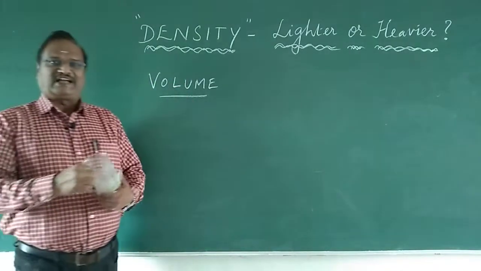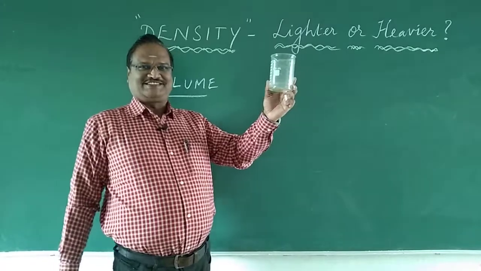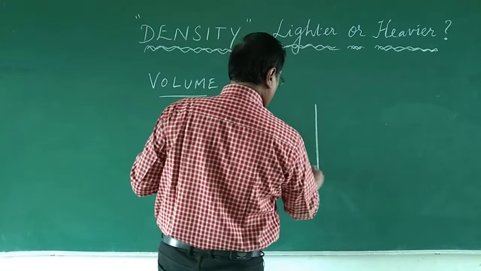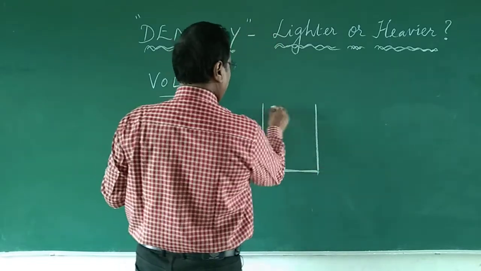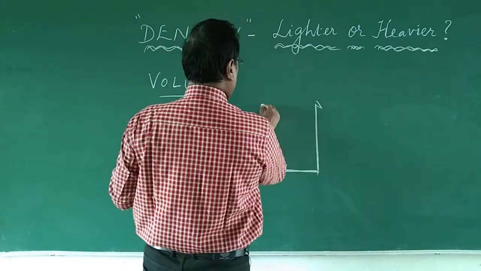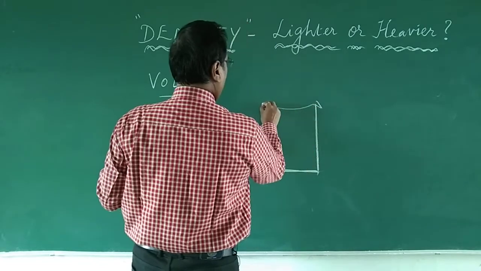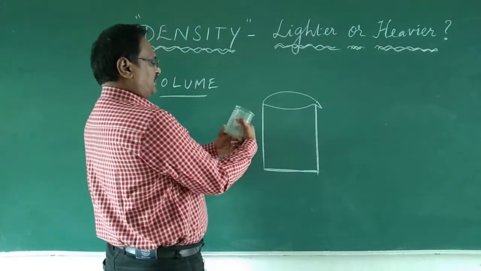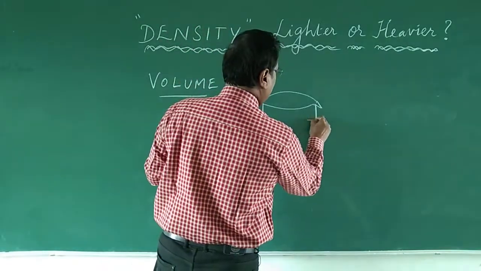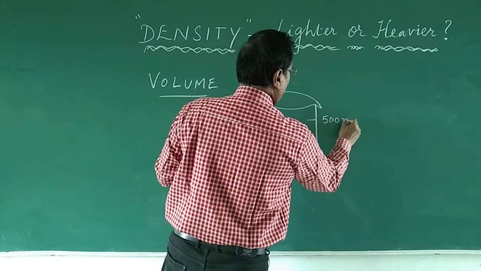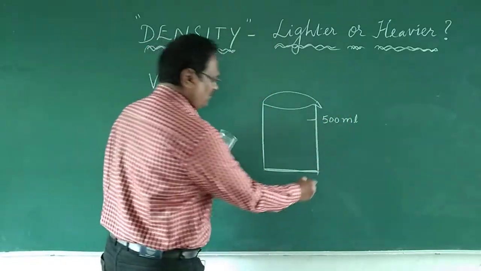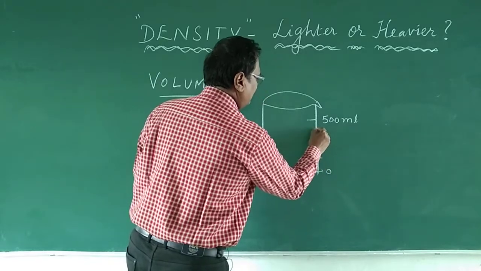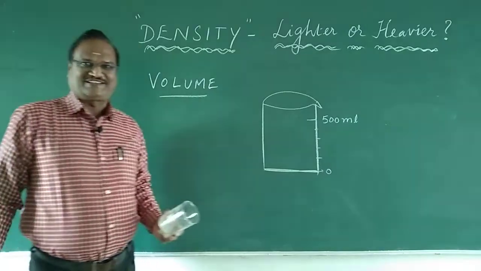So for example, I have got a beaker here. Now a beaker which I have taken here is 500 ml. It is a beaker like this, let me draw it like this. In this beaker, it is written 500 ml, 500 milliliter. It starts from 0 here, and it is 100, 200, 300, 400 and 500.